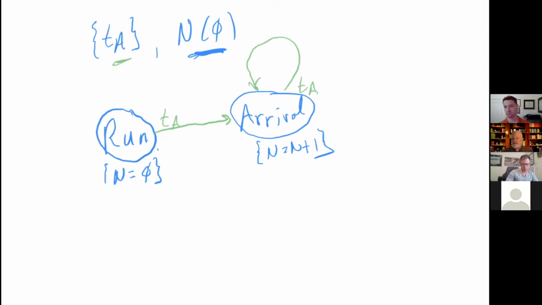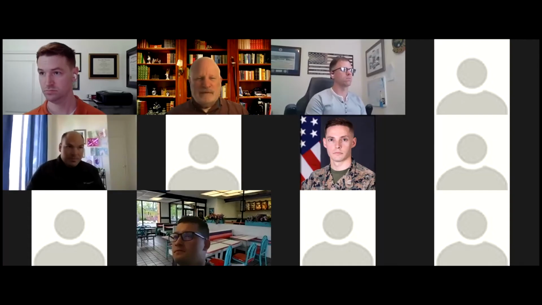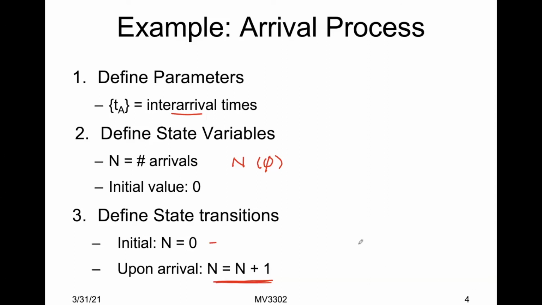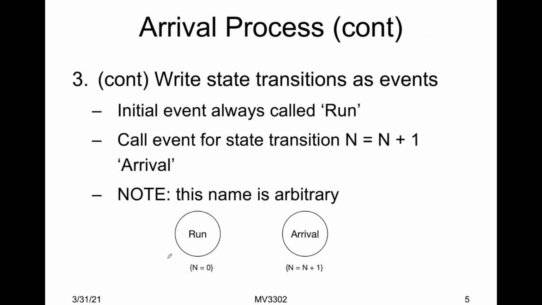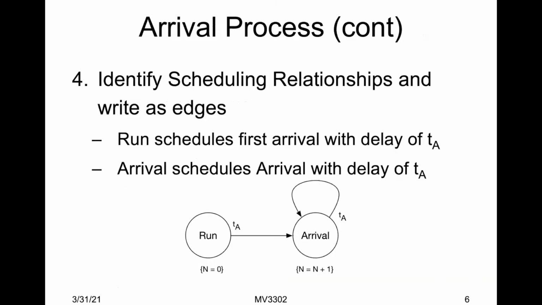Okay, and then that's it. We're done. This is the model. This is the event graph model. And if we move forward here, we see again, this is kind of what I did, and this is where we landed.